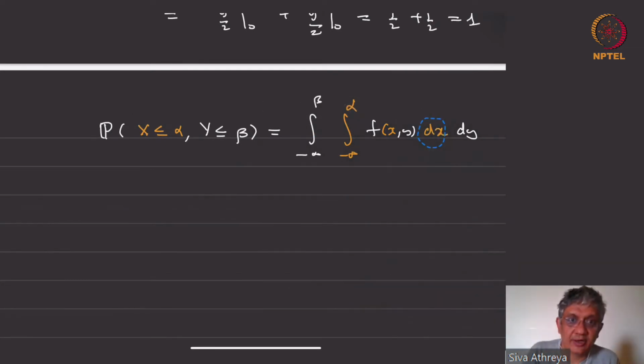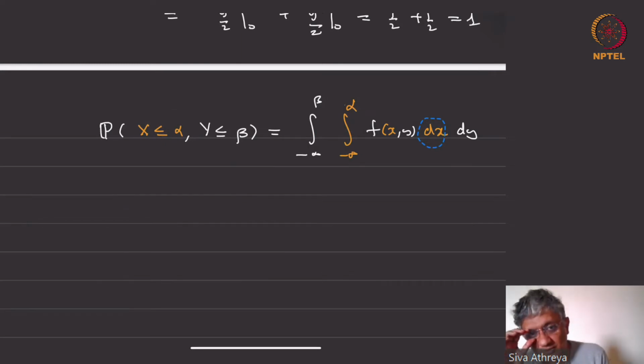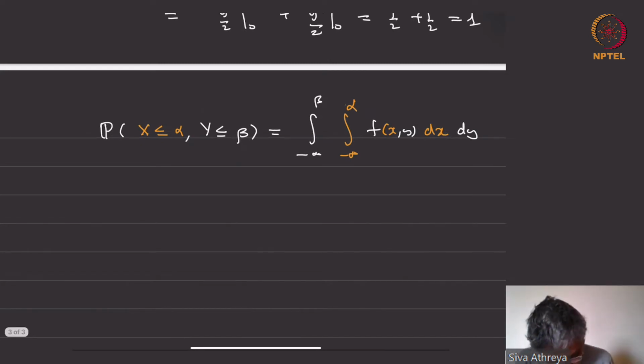Or you can integrate y first and x next. Then also, in the same way, whichever variable you are integrating, you keep the other variable constant. That's how you calculate this probability. The second thing is, once I know how the joint probability of x and y behaves, I would like to know the individual marginal densities. So let's look at what's called the marginal density of x.